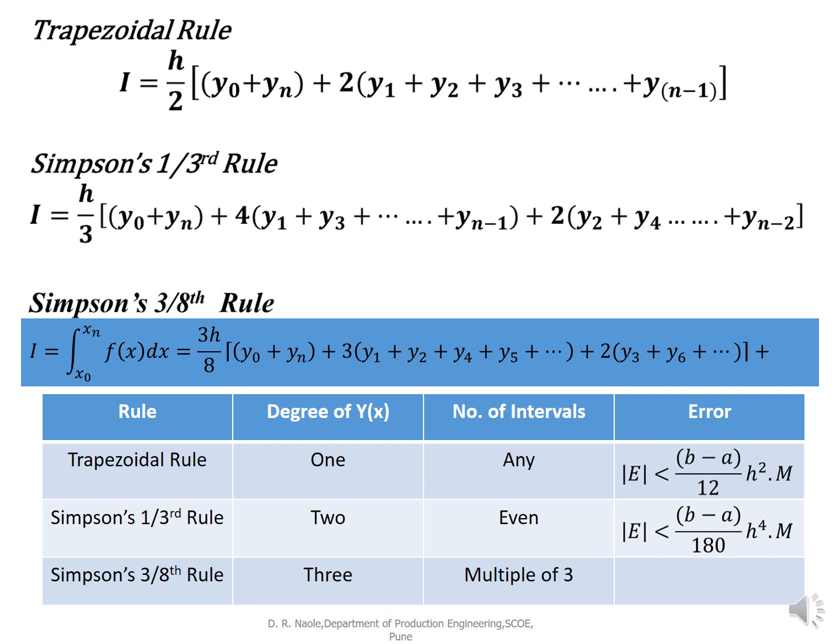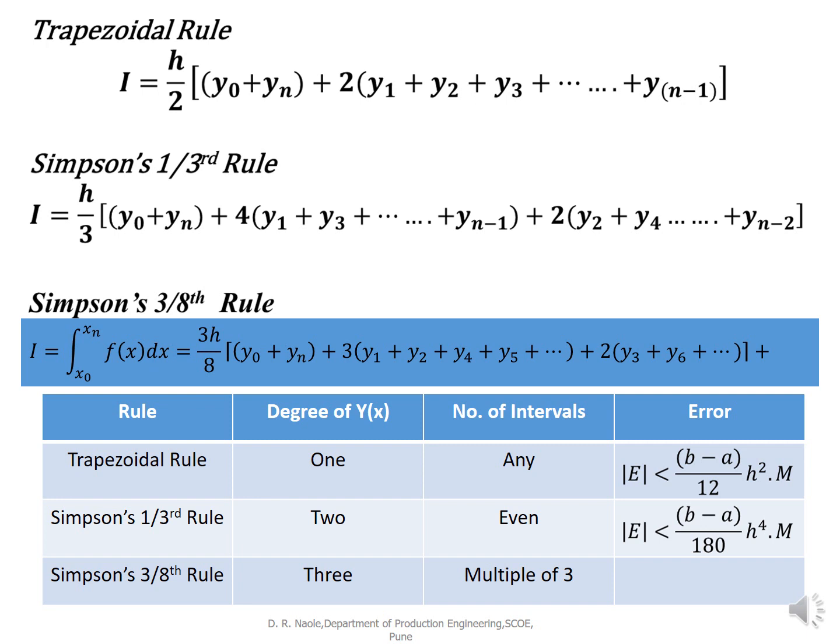Trapezoidal rule has a formula shown here: h by 2 in the bracket y0 plus yn, that is the first and the last term, plus 2 into all the remaining terms. Simpson's 1/3 rule, as the name suggests, will divide the interval by 3, that is h by 3. Then again the first term is y0 plus yn, that is first and the last term, plus 4 into all the odd terms, plus 2 into all the even terms of y.